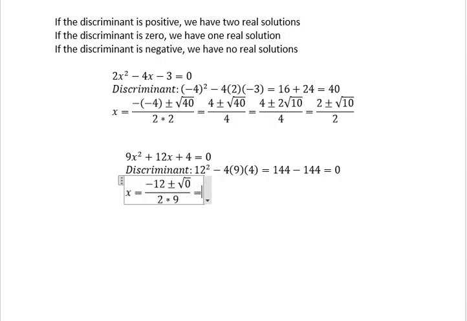All right, let's make it look pretty here. Negative 12 plus or minus, well, the square root of 0 is just 0. All right, let's just leave it as is, all over 18. Now remember that anything plus or minus 0 is just itself. We're really looking at negative 12 divided by 18, which when we simplify our fraction, we should get negative 2 over 3.